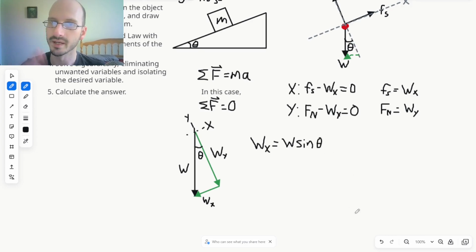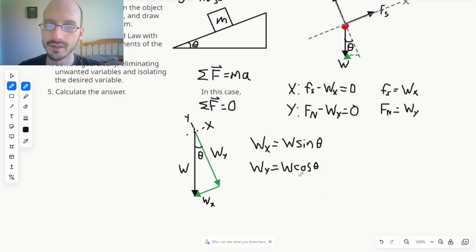Now you're thinking, wait a minute, I learned x component as cosine. Why is it sine? The reason is because in this case, the angle is with respect to the y-axis, not the x-axis. And when the angle is with respect to the y-axis, the sine and cosine get flipped. The x component is now the sine of the angle, and the y component is now the cosine. Wy equals weight times cosine theta.